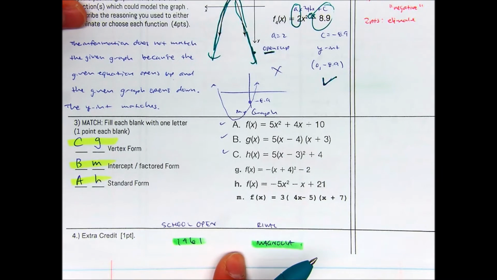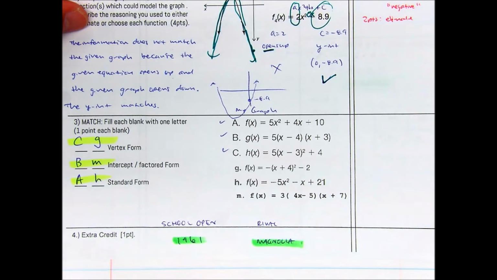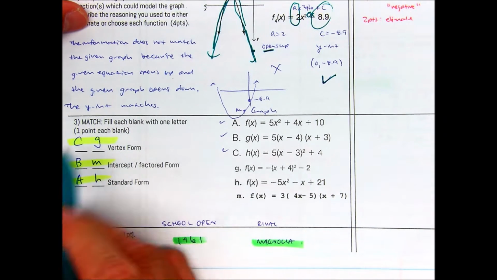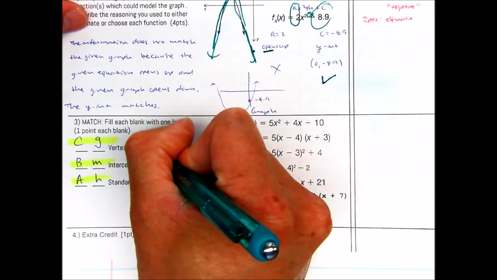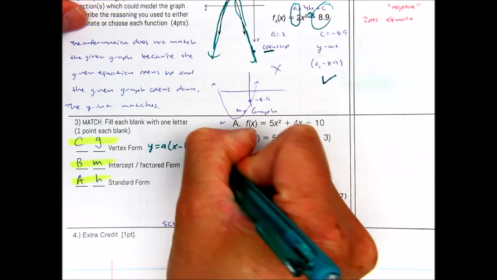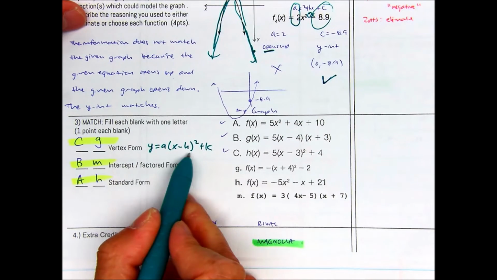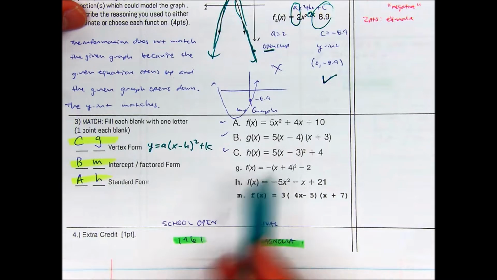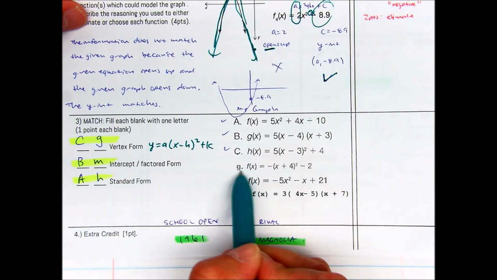Question number 3, fill in each blank with one letter. It doesn't matter which order you wrote them in. Vertex is in the form of y equals a, make sure you have this on your formula sheet, (x minus h) squared plus k. Notice it has one set of parentheses to the power of 2, and that would be choices C and G.